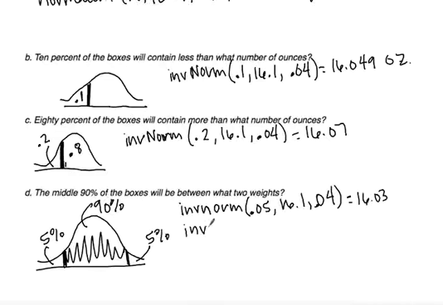Then you're going to do inverse normal where now you're going to use this line. So if you use this line, below that line would be 90 and then another 5, so 95%. So 0.95, mean is still 16.1, standard deviation is still 0.04.